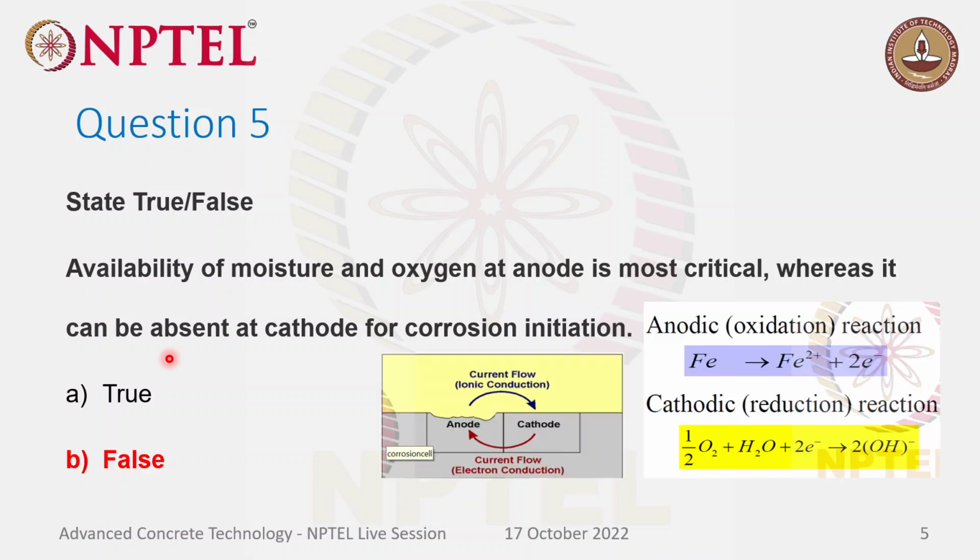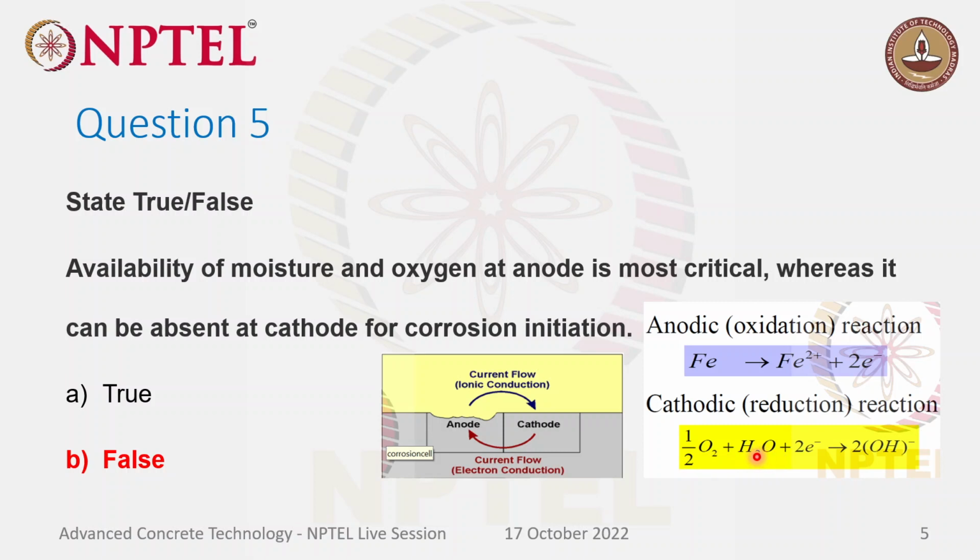So the correct answer is false, because we know that there should be ionic conduction from anode to cathode, and then electron conduction from cathode to anode happening. In the anodic reaction, what happens? An ion of iron forms with the release of two electrons. That reaction happens in the anode part, which is called the oxidation reaction or anodic reaction. In the cathode part, what happens?